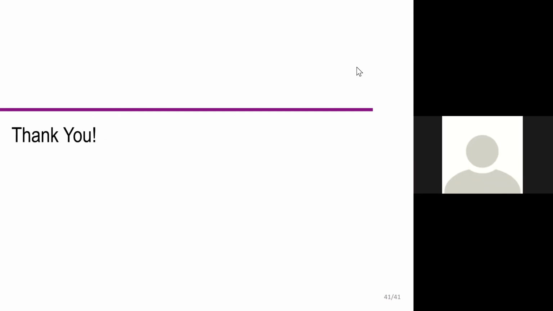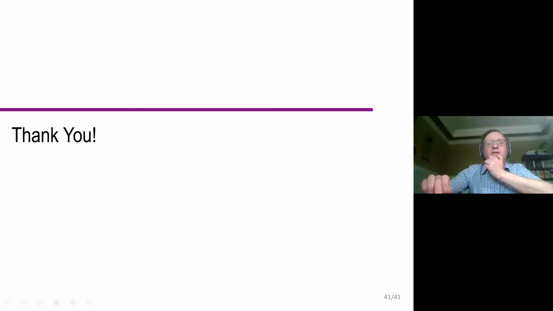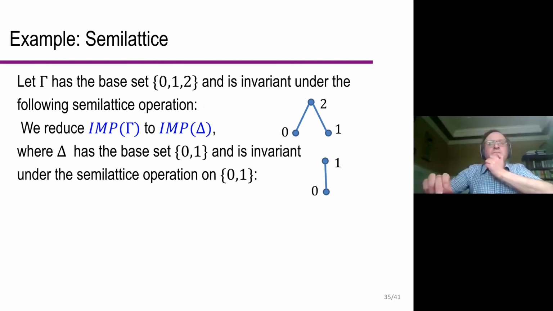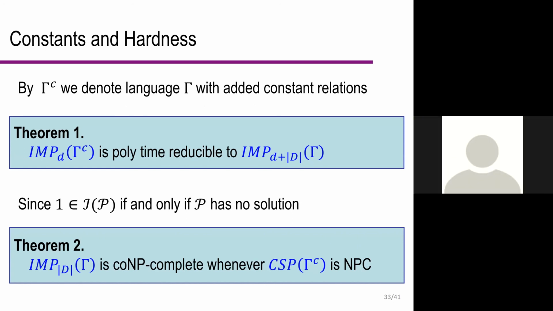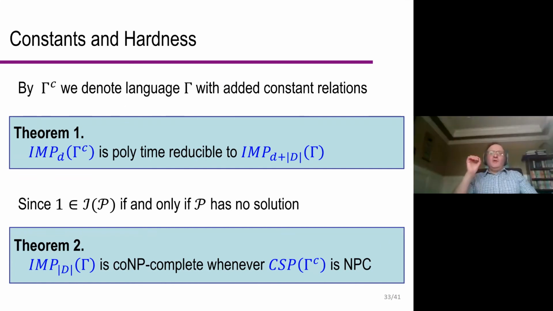Thank you for the talk. Could you please repeat the part where it is explained why IMP is in coNP? In coNP, okay. Let's go back. Oh, okay, here. Right. So okay. Should I explain that the constant polynomial belongs to the ideal if and only if P has no solution? No, it's clear. That part is clear. Okay. Now we can.